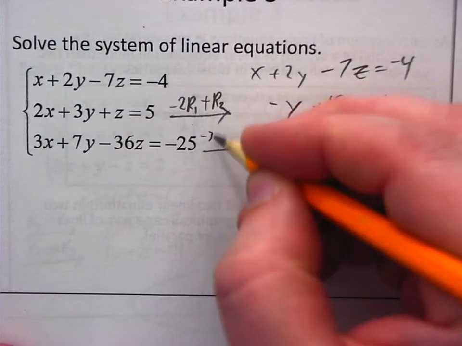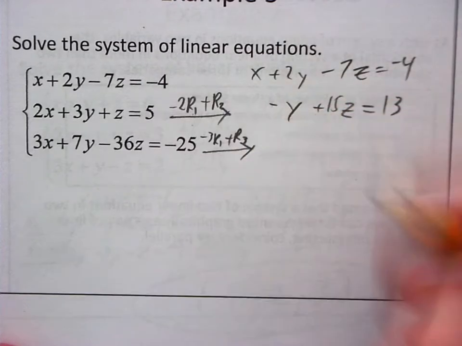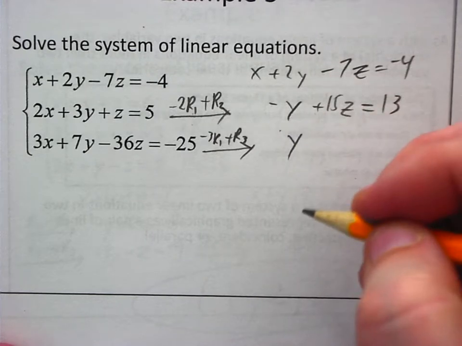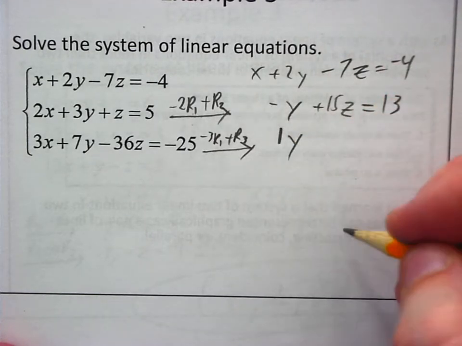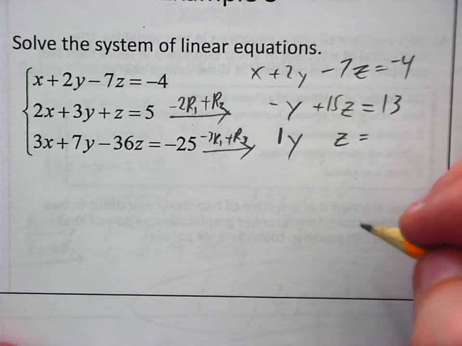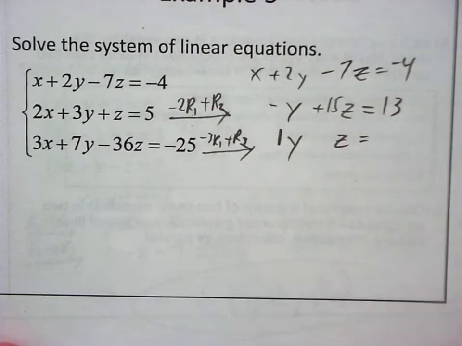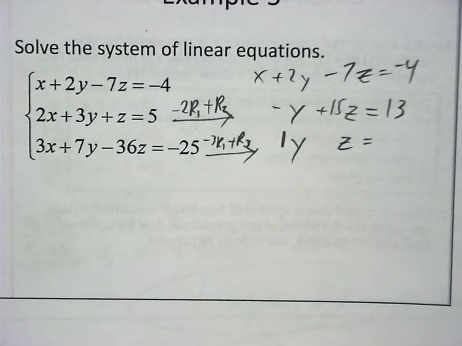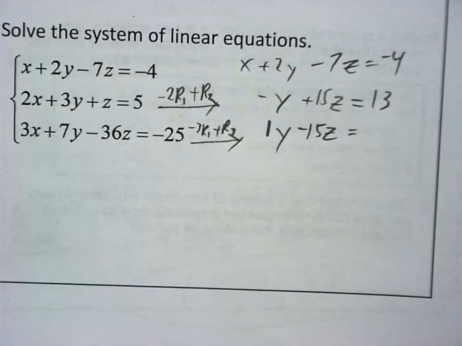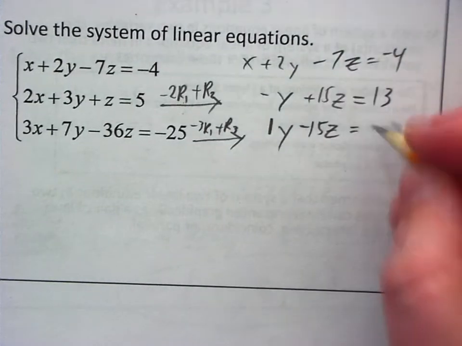Yep, negative 3. Row 1 plus row 3. So x is gone. What do you have on y? Negative or positive? Positive. On the z? Negative 3 times negative 7 is 21. Negative 36, so in other words, take away 21 from 36, you get negative 15. Then for the constant, negative 13.